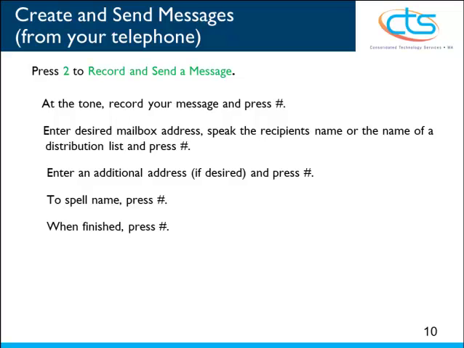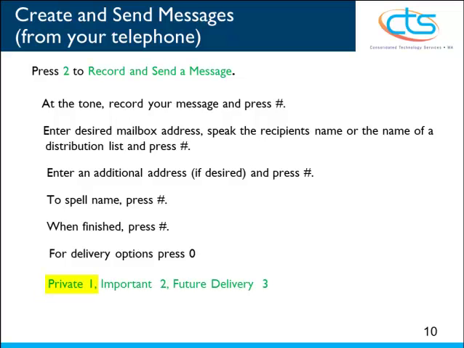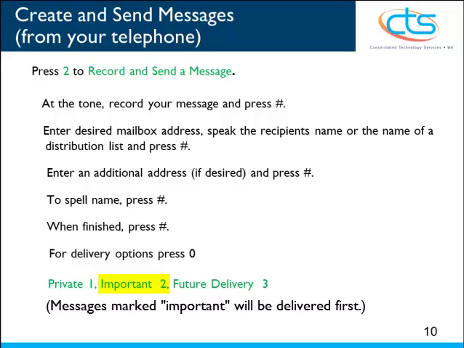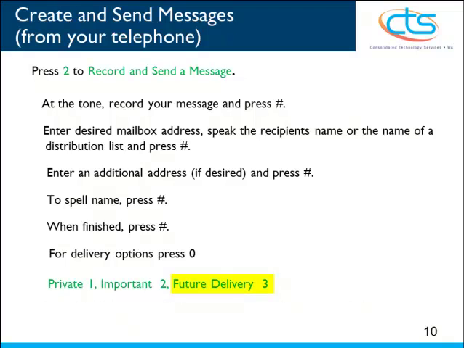You can access delivery options by pressing 0 and then selecting from the following options. You can mark the message private by pressing 1. Private messages cannot be forwarded onto anyone else in the system. You can mark the message important by pressing 2, in which case it'll play for the recipient before their regular messages. And you can schedule future delivery by pressing 3.